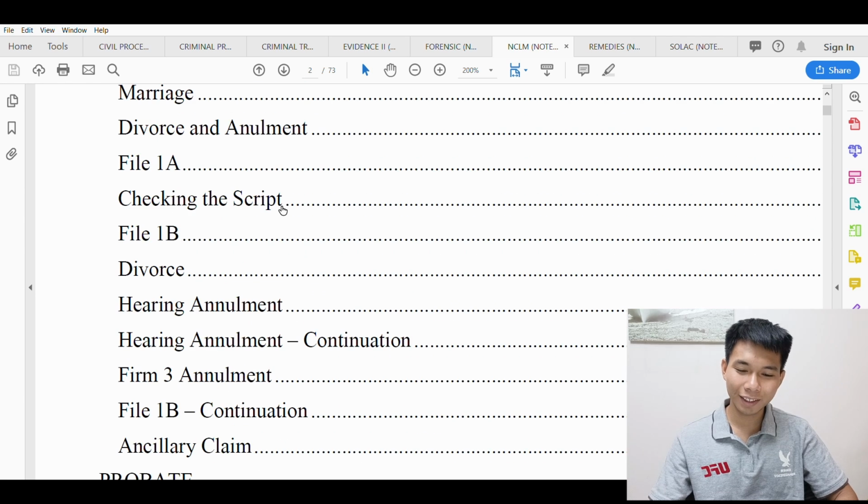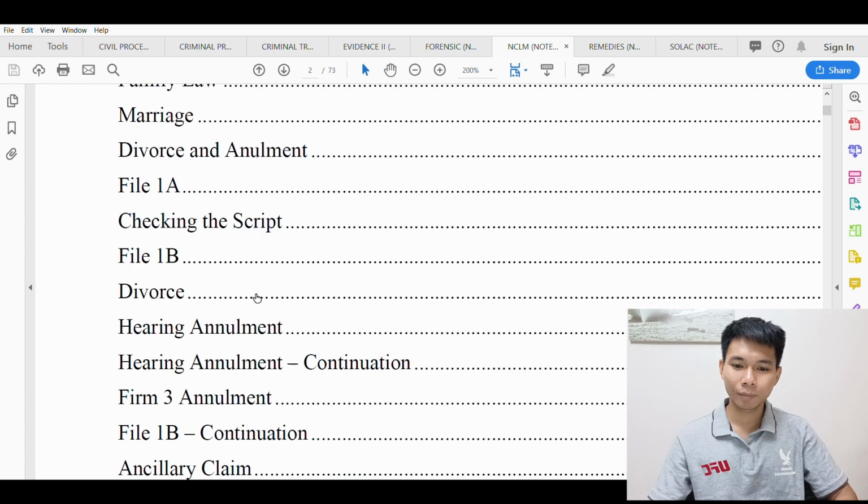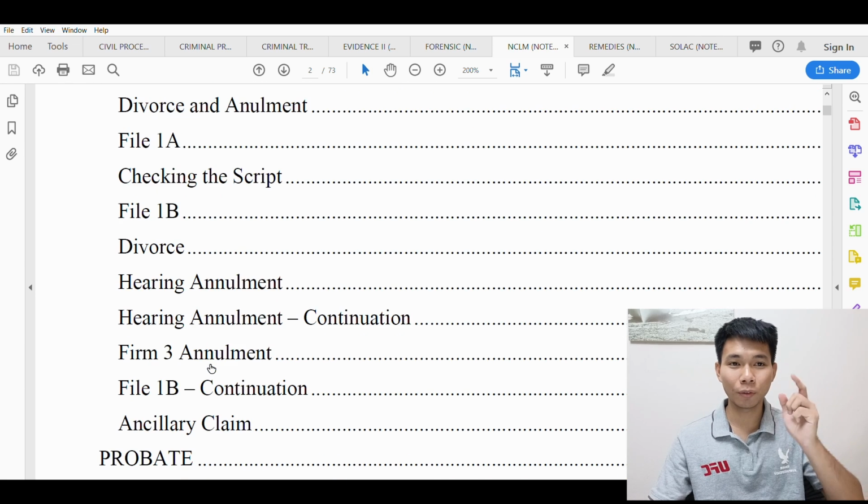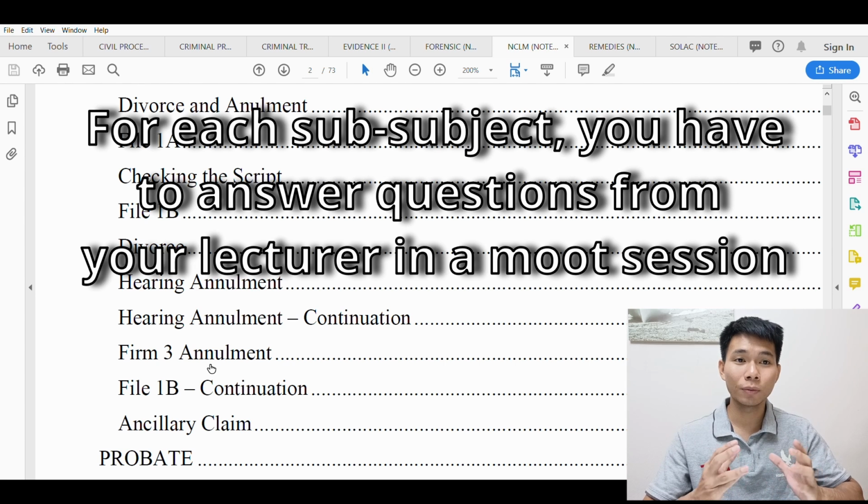File 1B, okay, I can't remember what that was about. I think file 1A is about divorce, file 1B is about annulment. Yes, that's true. So file 1A is about divorce, file 1B is about annulment, and for file 1A, you have to answer questions by your lecturer in court.